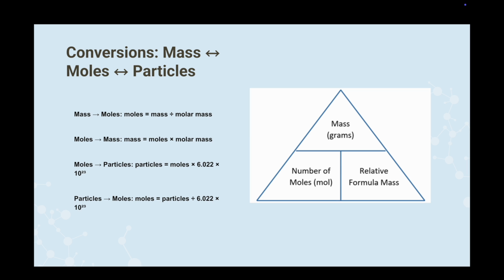When you want to know the actual number of atoms or molecules, particles equals moles times 6.022 times 10 to the power 23. Think, how many individual particles are in my moles? When you know the number of particles and need moles, moles equals particles divided by 6.022 times 10 to the power 23. Think, how many mole size groups can I make from these particles?